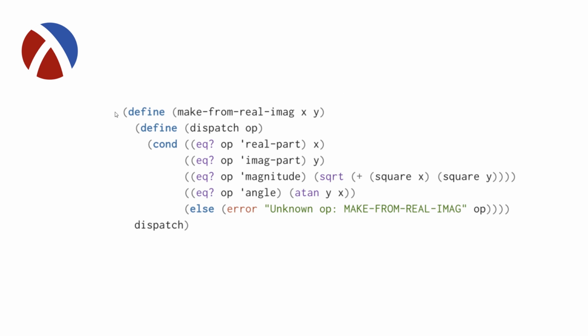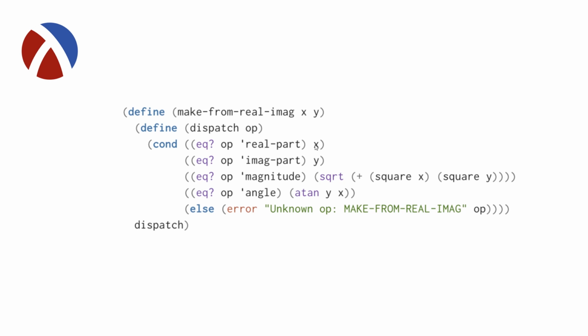So here we have a procedure called make from real image. So this is the analog of our constructor. But instead of returning a data structure, it's returning a procedure. So make from real imaginary is a higher order procedure in that it's returning a procedure, and this procedure that it returns is basically performing dispatch. So you're going to ask, what kind of operation do you want to perform? It gives you all these tags for "operations" that you want to perform. And then when you get this in the future, this is what it'll do.